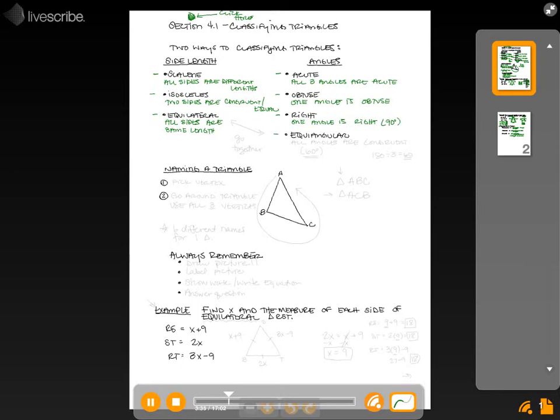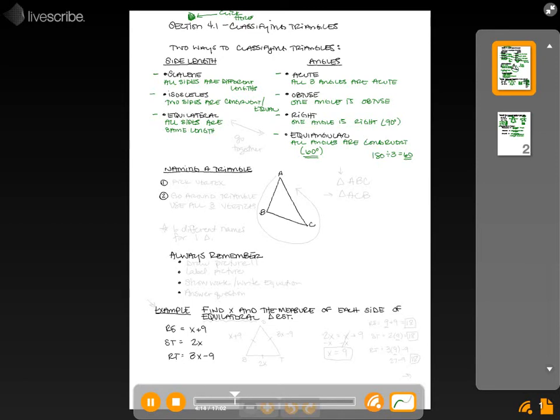And the last one is equiangular, which would mean all your angles are congruent. And I'm going to go ahead and tell you, if it's equiangular, all the angles are 60 degrees. Okay, that's important. And that's for that reason that there's 180 degrees in the triangle. If I have three angles that are exactly the same out of 180 degrees, that means each one would have to be 60. So, if you have a triangle where all three angles are 60 or all three angles are marked congruent, then it's an equiangular triangle.